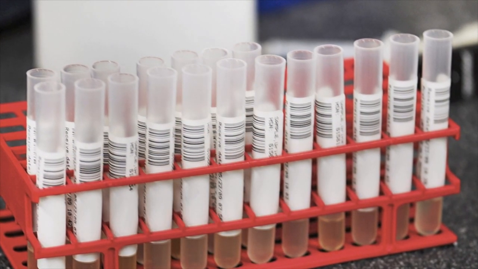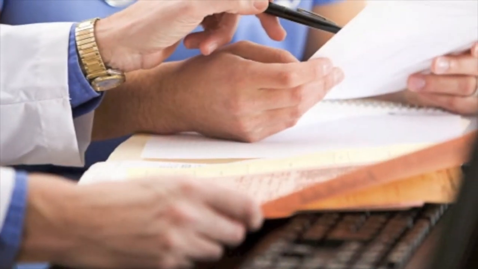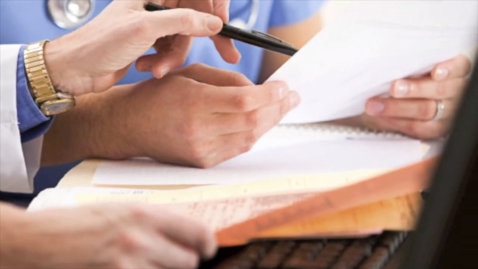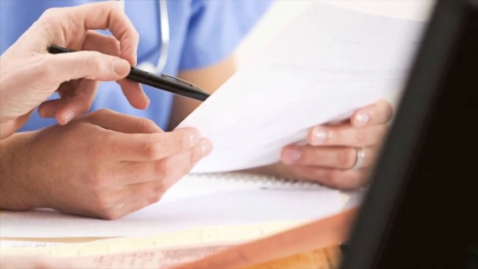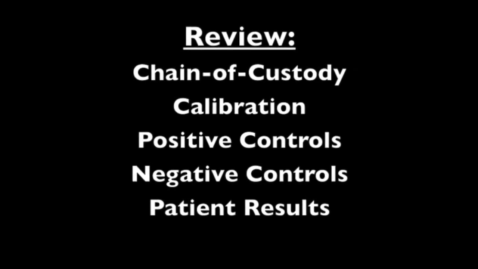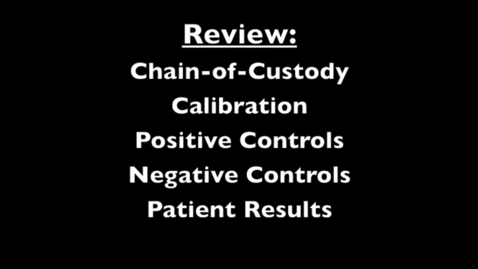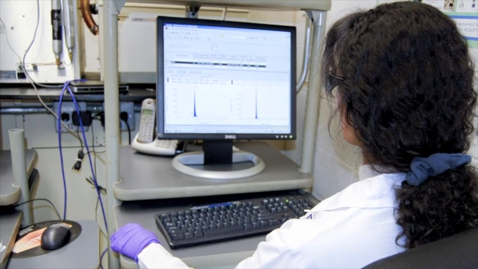The initial testing instruments read these barcodes, perform the tests, and automatically download the results to the LIMS. The instrument operator generates batch review reports to assist with the data review process, which includes review of the chain of custody, calibration, positive controls, negative controls, and patient results. Once accepted, a final reviewer reviews the data a second time.